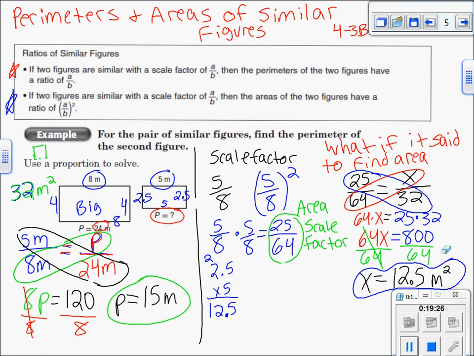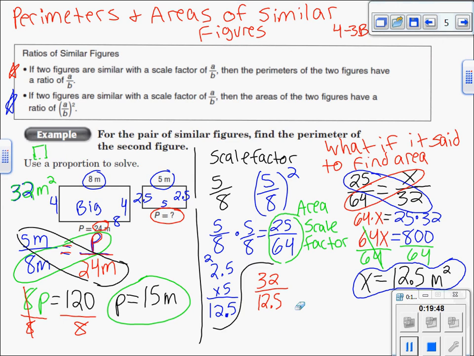And let's go one step further. Let's say you still don't believe me. How do we know that? How did they discover that? One last thing to show you. Let's say we knew the area of the two. So 32 is the area of the big. The area of the little is 12.5. That's our scale. That's the scale of your areas. That's the area of the big over the area of the little.